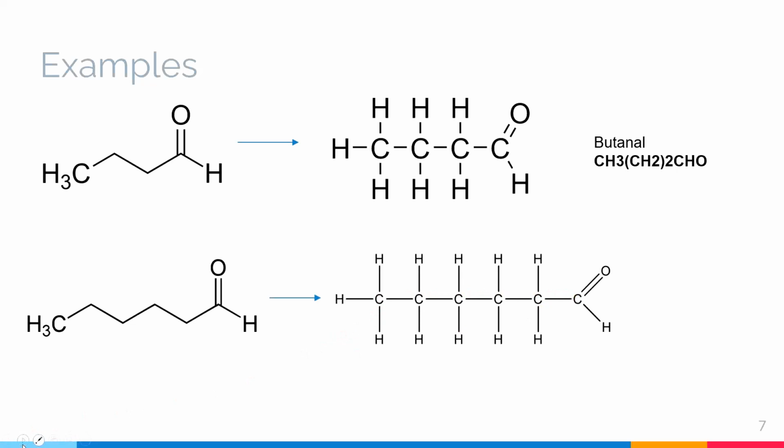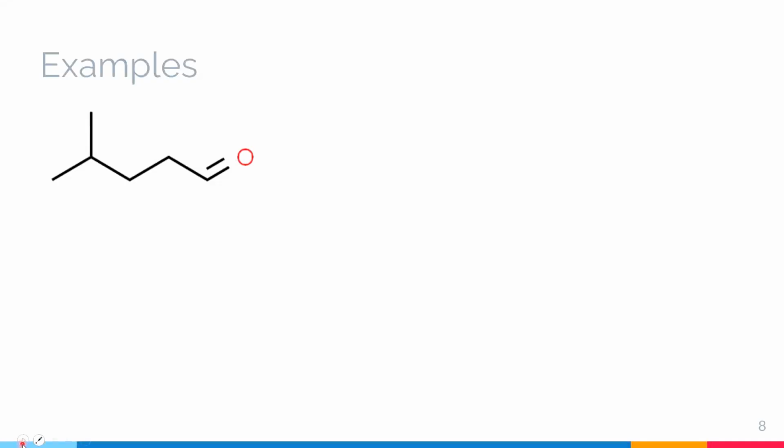And an aldehyde attached to it, it would be hexanol. Very straightforward. Now let's go to a little bit more complicated examples. How about this one? As you can see, we have another substituent here, being a methyl substituent. This is 1, 2, 3, 4, 5. So it's a pentane, pentanol.